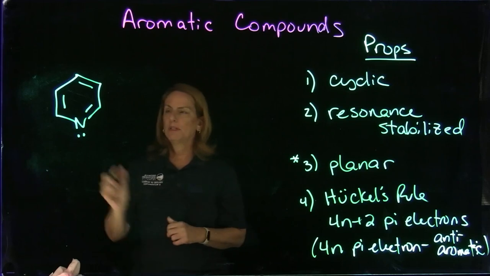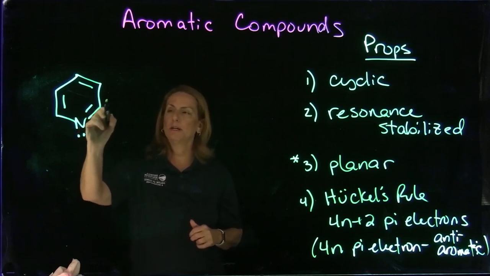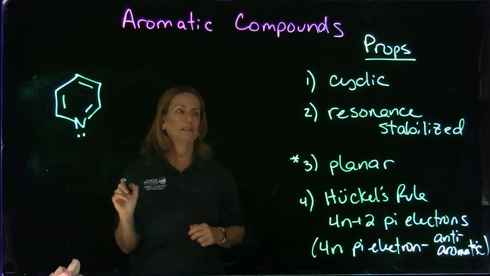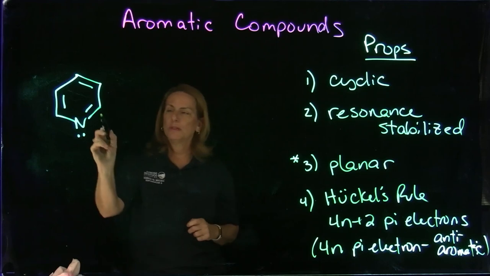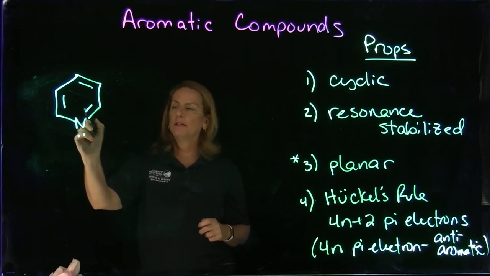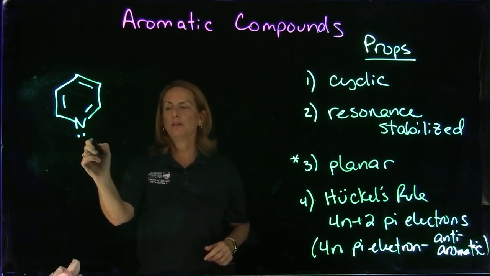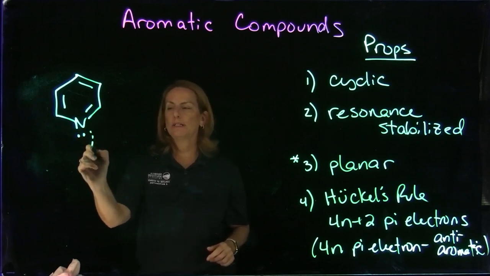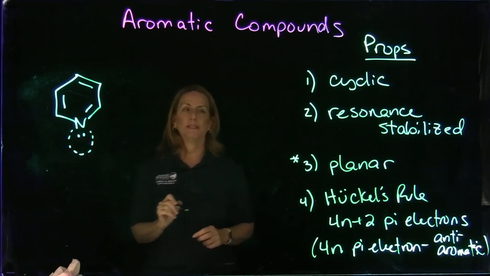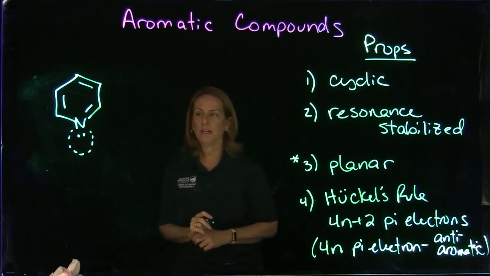All right, so let's look at that. It's cyclic. It looks completely resonance stabilized, double, single, double, single, double, single. Do we count the lone pair? That's the question. So does this have 6 pi electrons or does it have 8? Well, the answer is, remember I said only one can count. There's already a pi bond here, so this does not count. This is actually sticking out of the ring, and this is a basic compound because it has a lone pair that's not involved. It's not involved in this resonance going on right here.